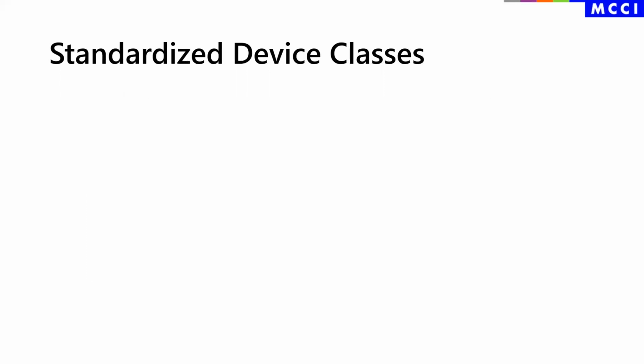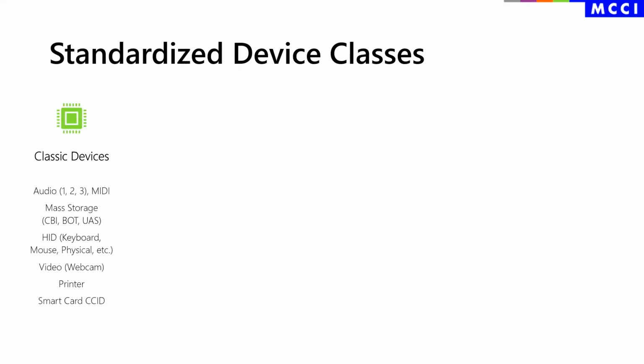Just as there are a lot of different kinds of devices, there are a lot of different device classes. We can sort them into different categories. Classic device classes represent traditional devices that have migrated to USB: audio, mass storage, keyboard, mouse, webcam, printer, smart cards. Most operating systems have built-in support for these classes.